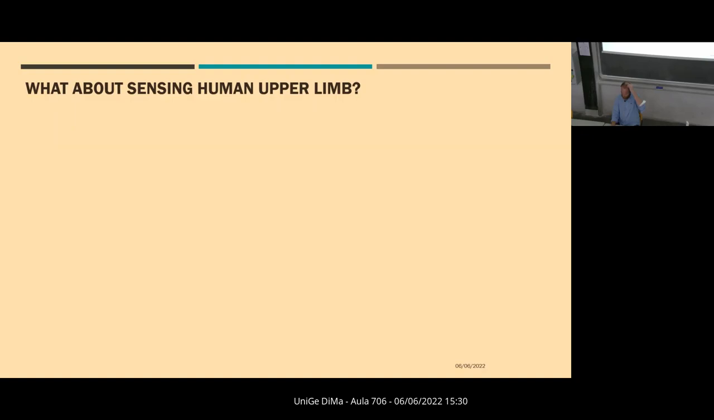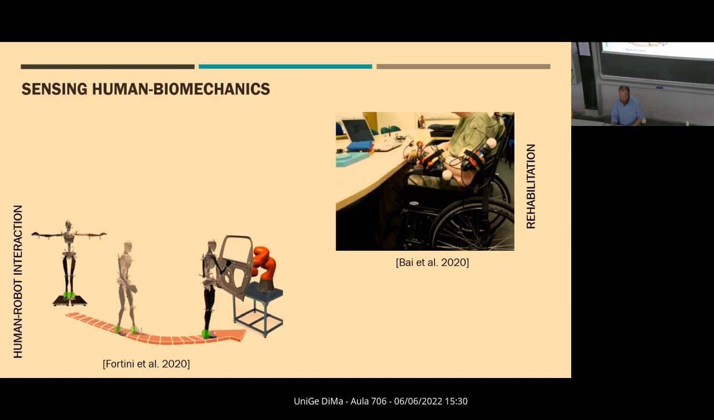And this was done for the computation of the posture for static grasping tasks. But the challenge now is to sense human biomechanics on the upper limb. So there is an increasing interest in sensing not only the kinematic component, but also the muscular component, also to derive a model regarding fatigue or some model regarding the effect of non-ergonomic postures on human users.